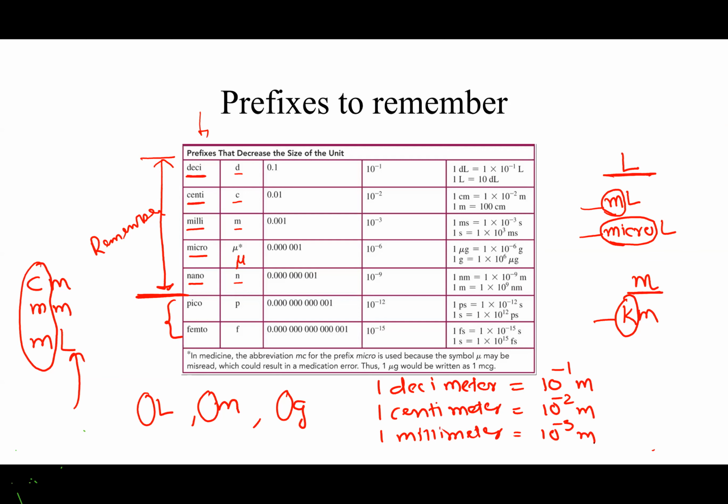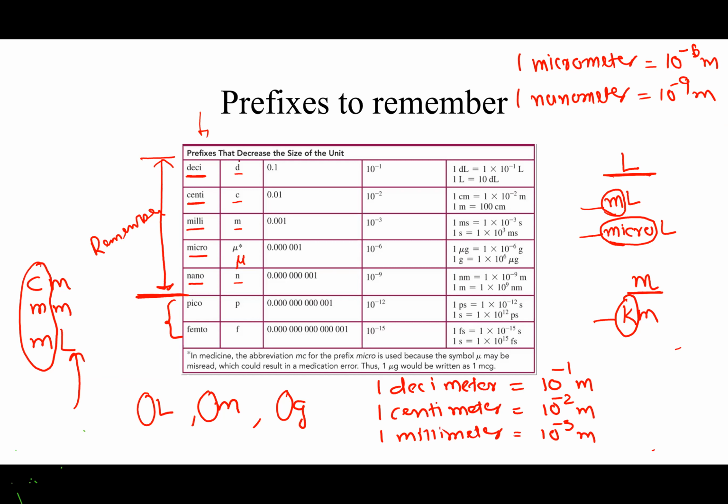Now, when we talk about the remaining two, there is an increment of 3. What I mean by that? 1 micrometer means 10 to the power of -6 meter. And 1 nanometer is equal to 10 to the power of -9 meter. So you start from -1, then -2, then -3. Once you reach -3, there is an increment of 3, right? So -3, -6, and -9. This is the way you can remember the prefixes.